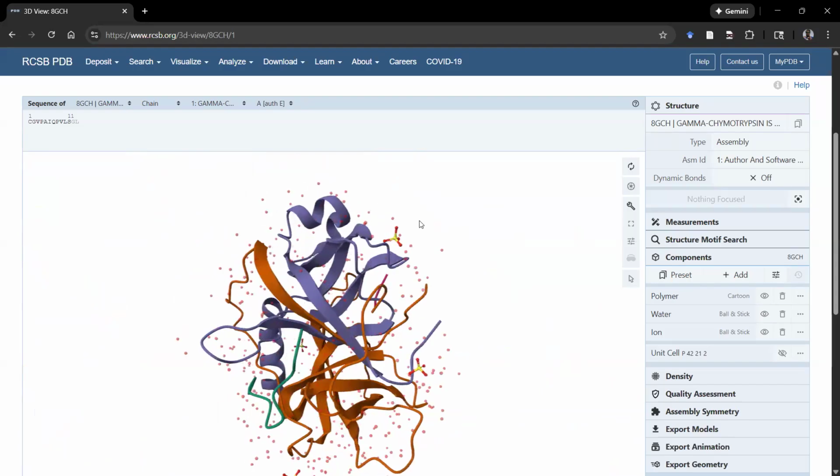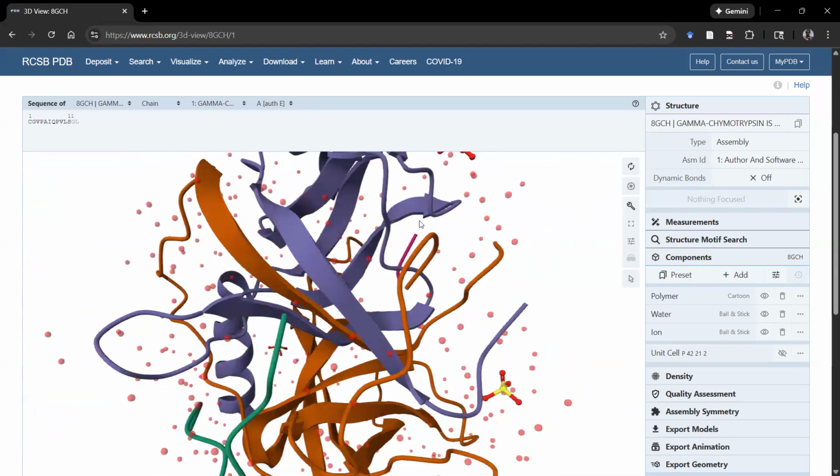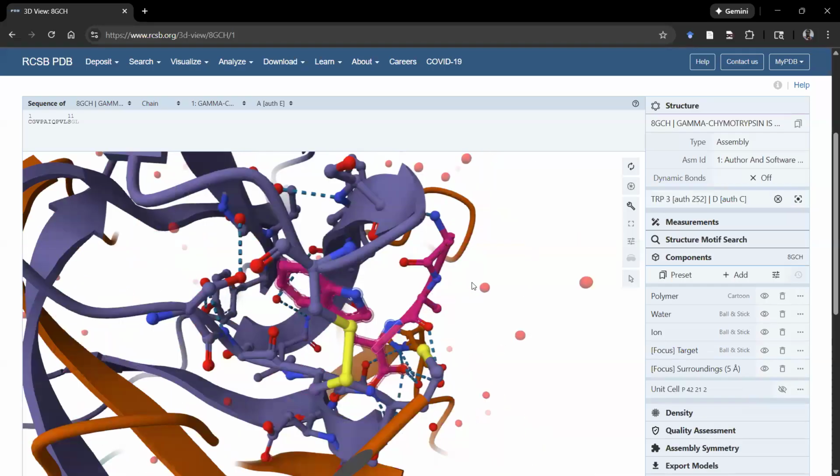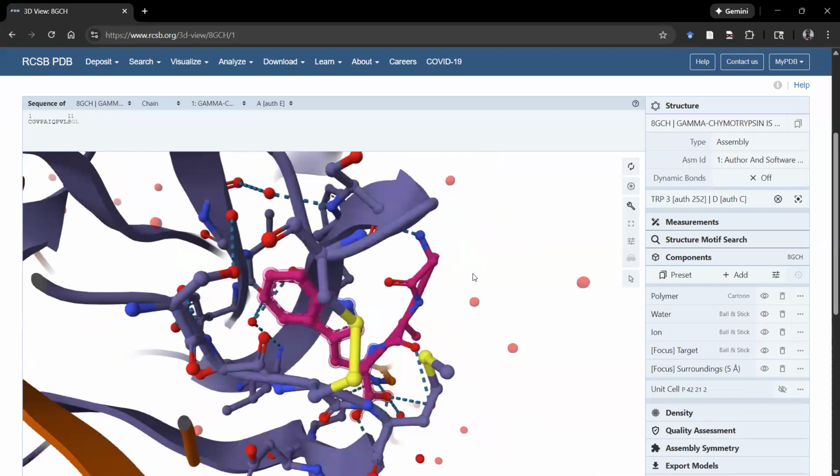I'll try to zoom out a bit. You can see it. Here's that tryptophan, right? It's buried deep in this pocket here. This pocket in particular is a unique component of these trypsins. And so you can see the amino acids kind of looping around here on the pocket.